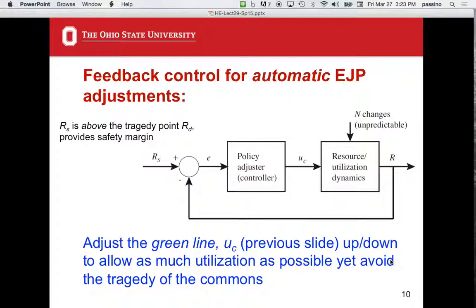So now the policy is not just EJP like before, the environmental justice policy. It becomes a dynamic EJP. So somebody in the UN or whatever says, maybe K corresponds to years, and they say this year, UC has to go down this much. Implement the law. Next year, it comes up a little. Goes up, down, it's trying to regulate this R to match this guy so this E goes to zero. That's the objective. Okay? So let's see how you do that.